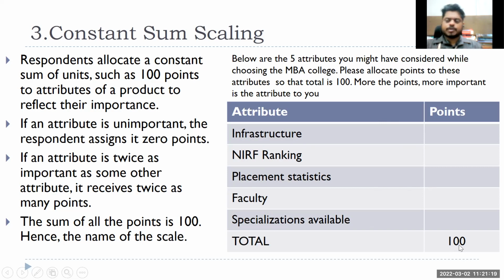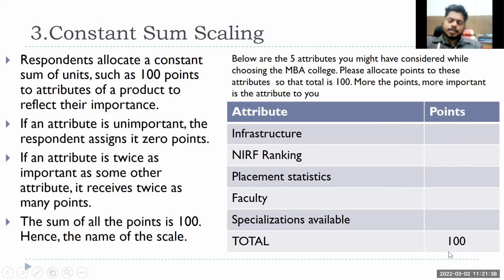So it can be 10 also, it can be 50 also, depending upon what kind of research you are doing. That number you have to fix, so that everybody is on the same scale. So if I ask you to restrict the total score to 100, you have to arrange those numbers so that the sum is 100.